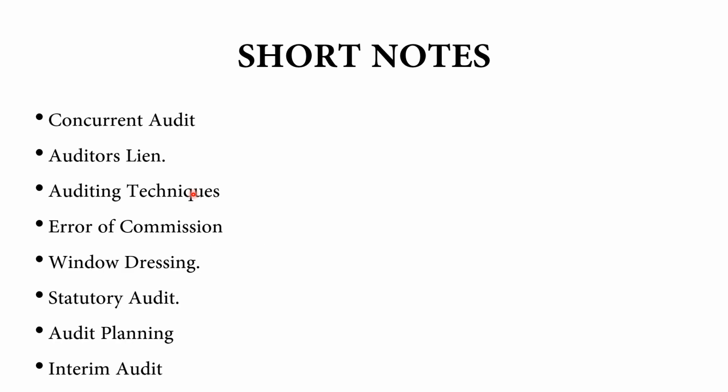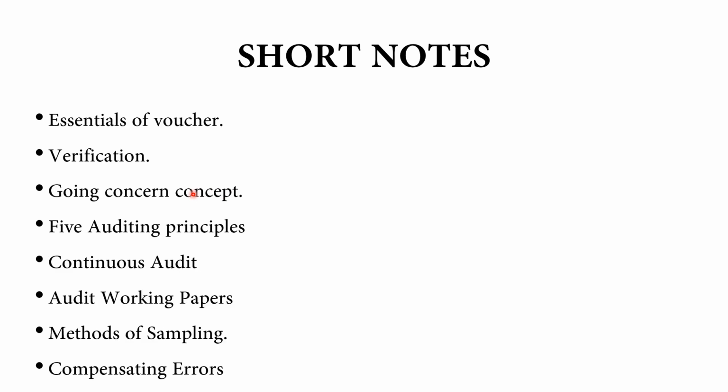Next we have concurrent audit, auditor's lien, auditing techniques, error of commission, window dressing, statutory audit, audit planning, interim audit. So those are all the parts of that answers. Like types of audit, types of errors, types of fraud. So any one of them can be asked as short note. And lastly, what are the essentials of vouchers, verification, going concern concept, 5 auditing principle, continuous audit, audit working papers, method of sampling, and compensating errors. So these are various short notes which need to be covered up under this subject.